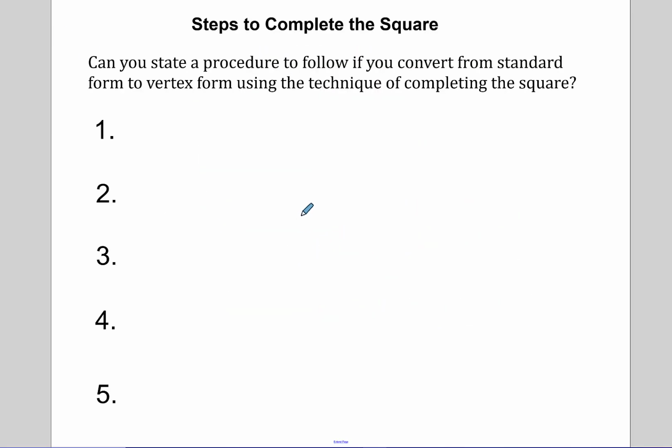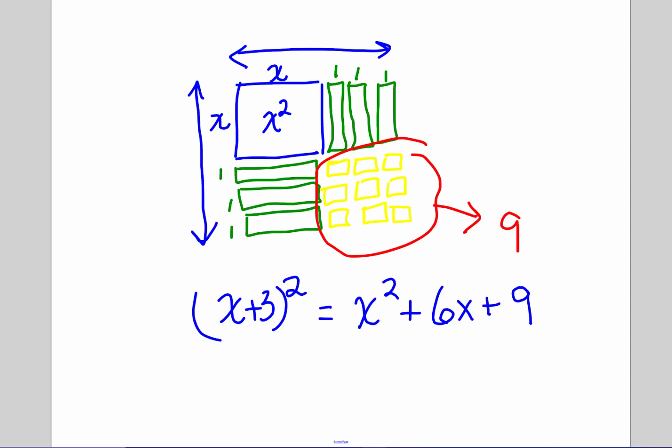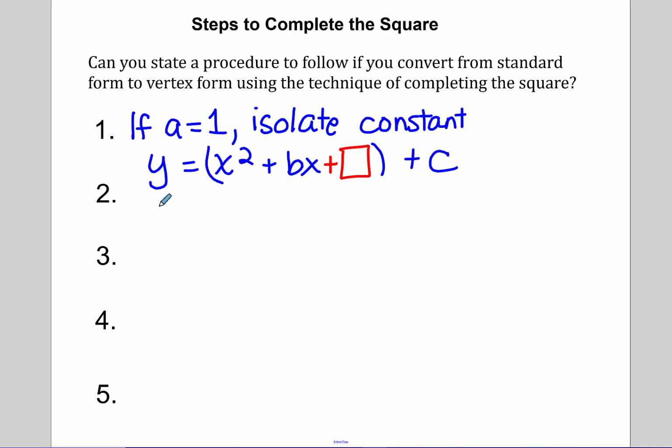So when we complete the square algebraically, you first learn if the a value, or your leading coefficient, is 1, you can isolate the constant as a first step. In other words, whatever number is over here, our constant, we can isolate and make a spot to complete the square. We're looking for those little number cubes, the 9 yellow number cubes in that case. The second thing you can do is find half of the middle term.